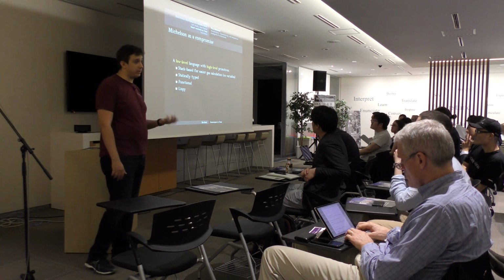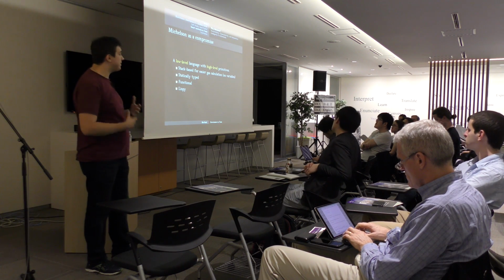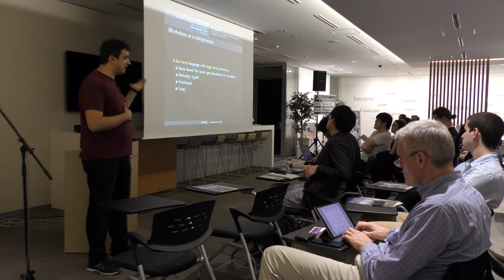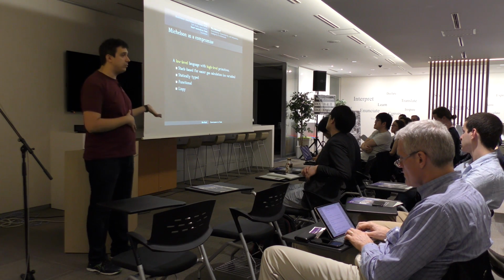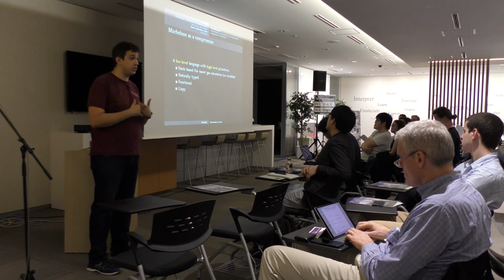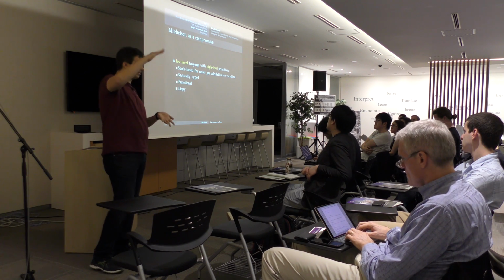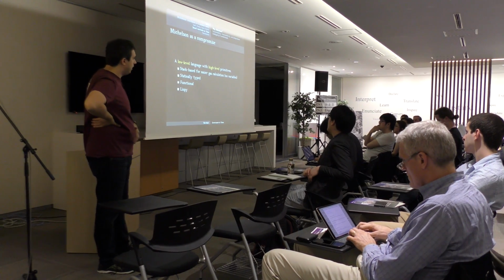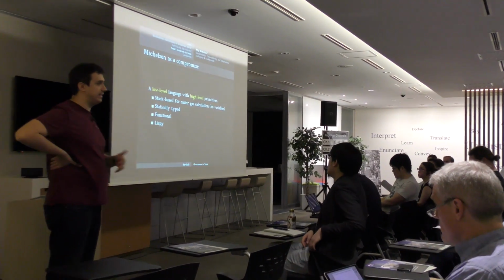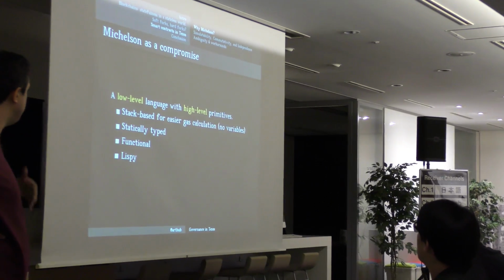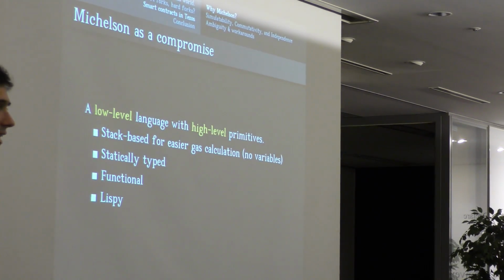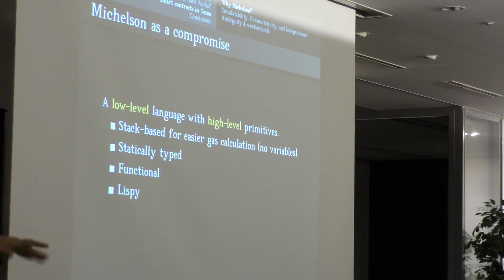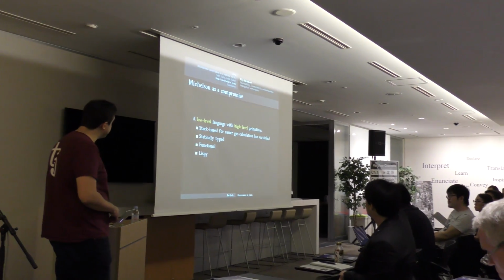It's a low-level language, but with high-level primitives. So low-level because it's a stack language like Bitcoin, which makes it easier to compute gas. So there are no variables, just elements on a stack. It's statically typed, which is a high-level thing. So we have types for maps and lambdas and timestamps and amounts. It's functional, and it kind of looks like Lisp. So it's really a mix of many things.